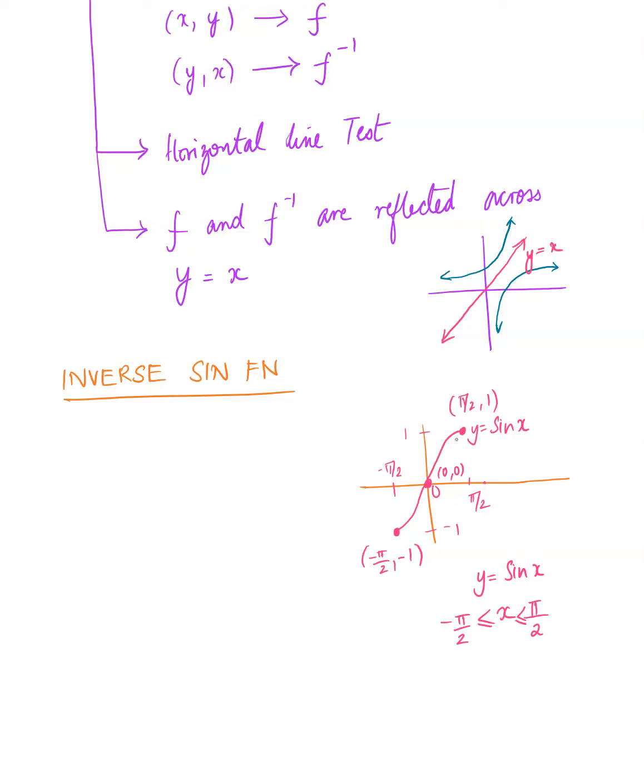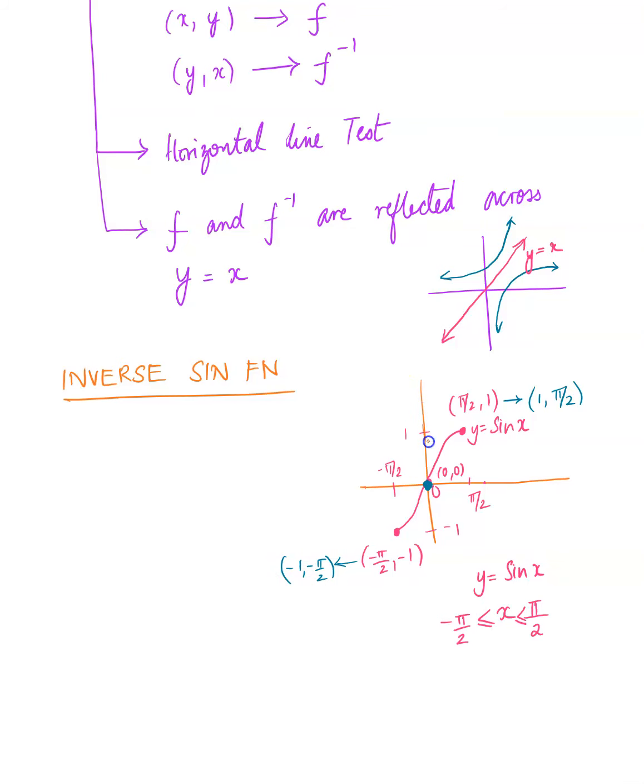Okay? So if you were to find the inverse function, this has to be switched. This will now become 1 comma pi over 2. And so you'll have to find your 1 comma pi over 2. And this would be 0, 0. So that is still going to be this point. And this one will be switched to negative 1 comma negative pi over 2.